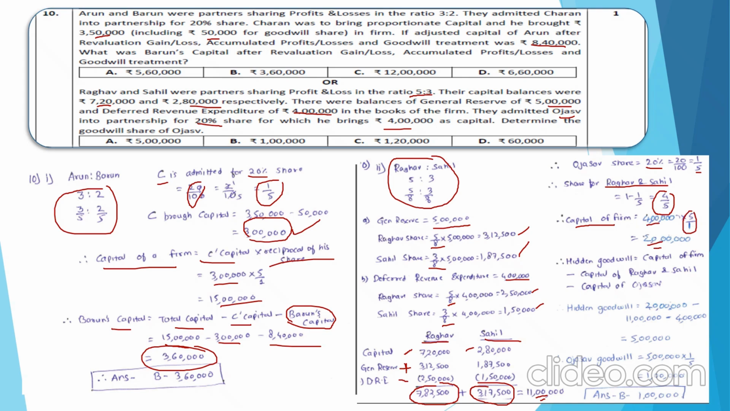If I want to find the hidden goodwill in this working, hidden goodwill is the actual capital of the firm minus the capital of the old partners minus the capital of the new partner. We just found the capital of the firm, which is 20 lakhs, the capital of the old partners, which is 11 lakh, and the capital of the new partner is 4 lakh, which is given in the question. So hidden goodwill is 5 lakh. But in the question, they are asking for Ojeswar's share of goodwill. So 5 lakh into 1 upon 5, that is 1 lakh. So the answer is B, 1 lakh.